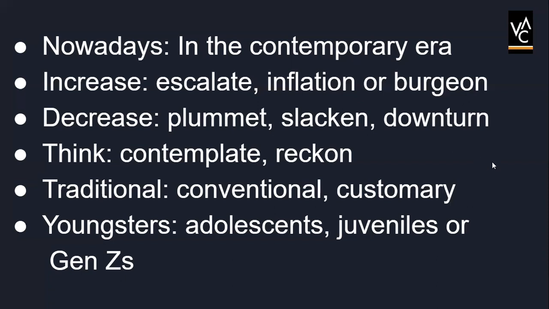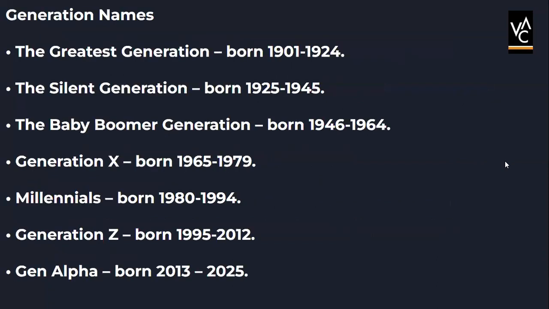Wondering what is Gen Z? Okay, let me tell you. So guys, this is the compilation of the generation names wherein I will be telling you the names of the generations for the people who are born after 1900. So the people who were born in between 1901 to 1924 are called the greatest generation. The people who were born in between 1925 to 1945 are called the silent generation.